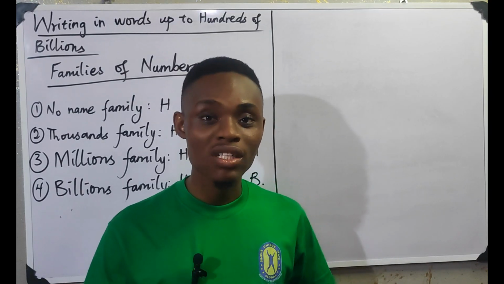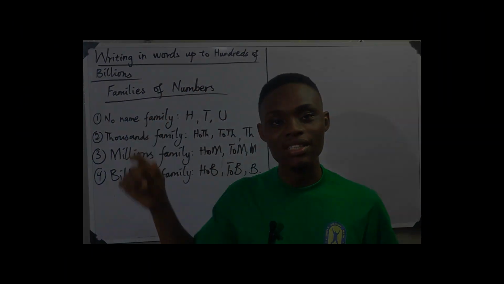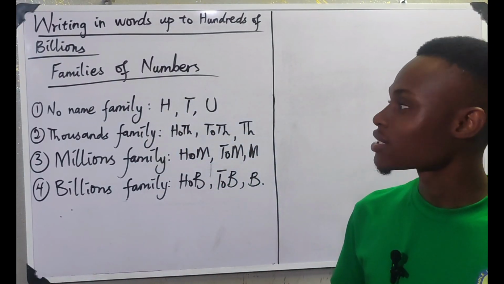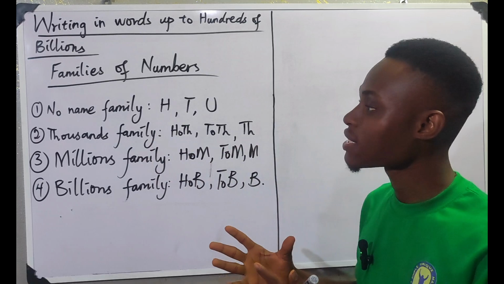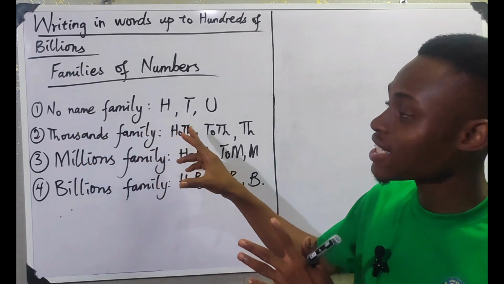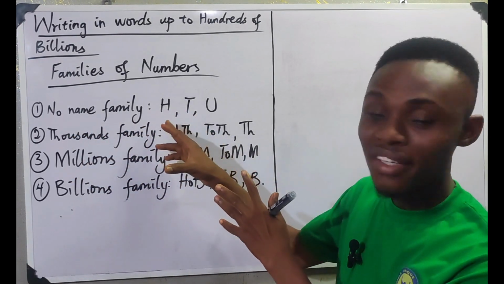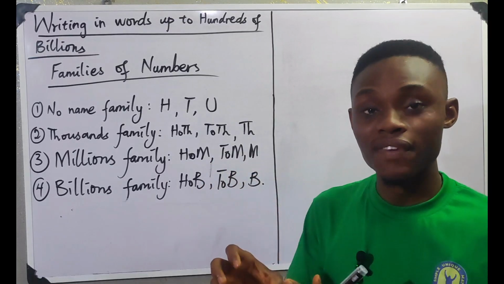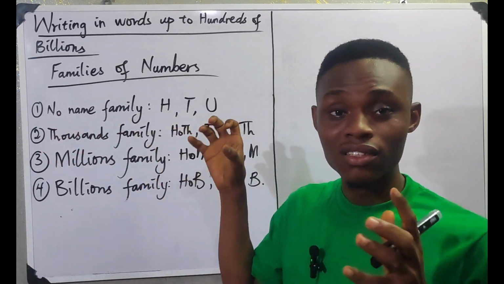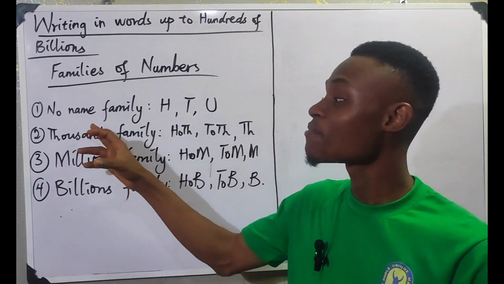In this video, we'll be talking about writing in words. Now, how do we write in words? We use families of numbers. The first family is made up of the digits in the hundred, tens, and units place values. They don't have any particular name, so I call them the no-name family.